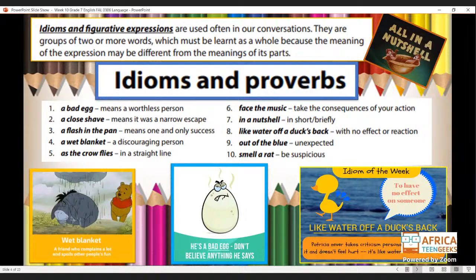The last two we've got: out of the blue. If something happens out of the blue, then it's unexpected. Out of the blue refers to the sky. So for example, if this is a beautiful sunny day and suddenly there's raindrops, but there's no clouds, the raindrops are coming out of the sky, which looks blue. So we use the expression out of the blue for something unexpected that you don't see coming.